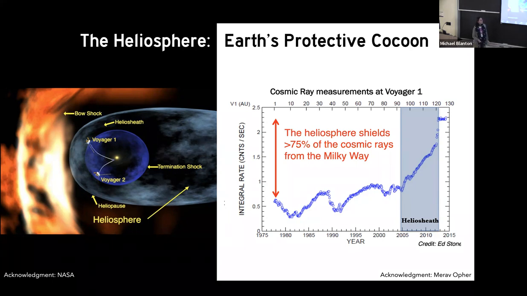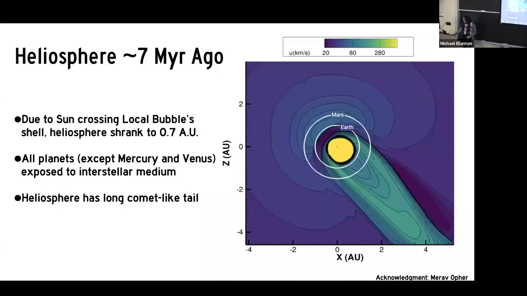So what we think happens is that when you pass through a dense cloud like the bubble surface, you can shrink the heliosphere, you can expose the Earth to cosmic rays, and you can also expose it to the ambient interstellar medium. We have a collaborator named Merav Opher who has looked at the effects that crossing a dense cloud has on the properties of the heliosphere around the Earth.